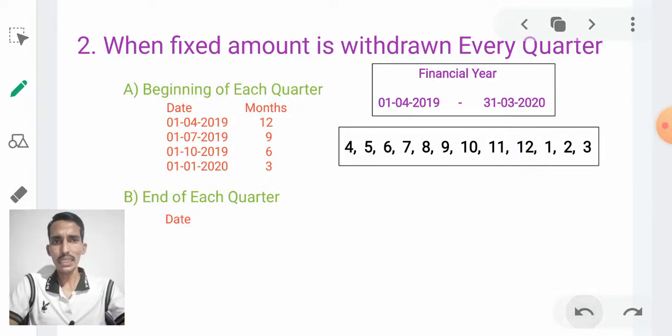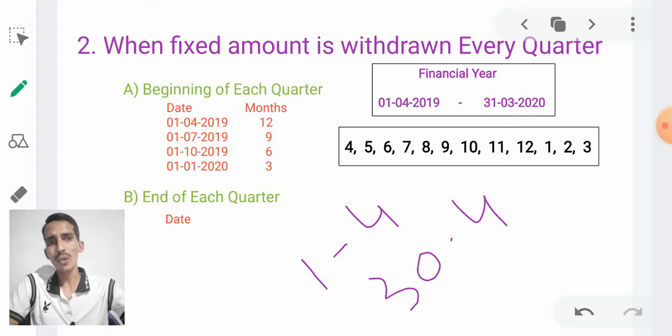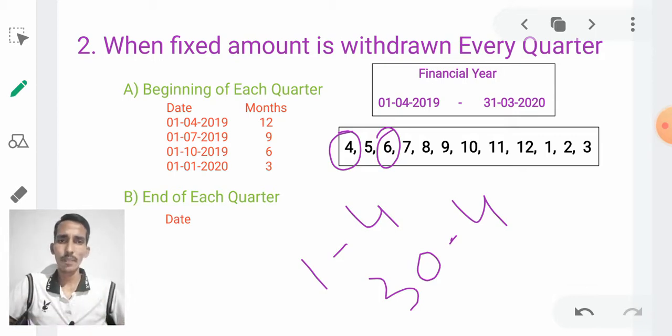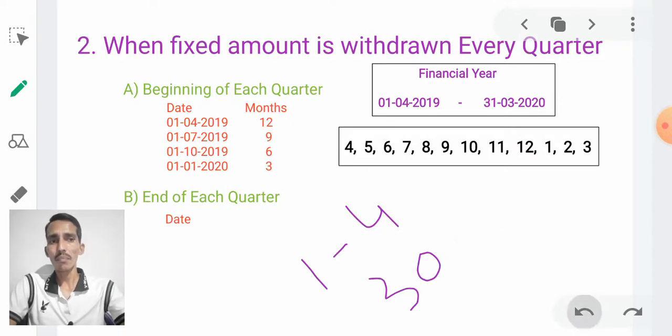If in the problem it is given end of each quarter, then the dates will change a little bit, because we get confused here. If we see beginning of each quarter, we think 1/4. If it is given end of each quarter, we think 3/4, but it's not correct. Why? Because end of quarter means if the quarter starts on the 4th month, it ends on the last day of the 6th month. Therefore, for the end of the quarter we have to take the end of the month, like this.